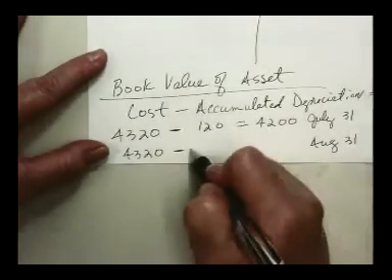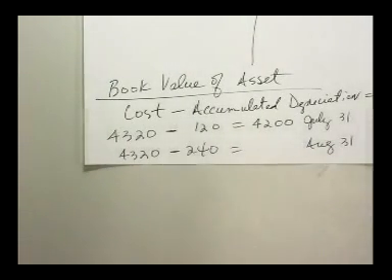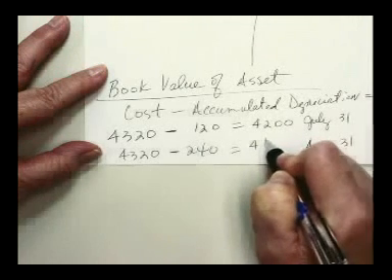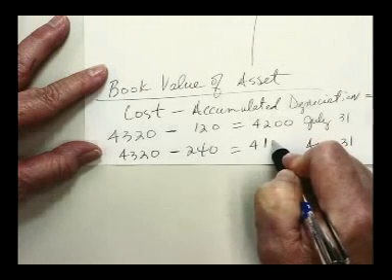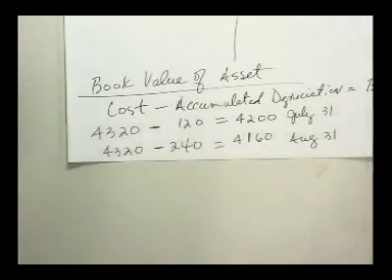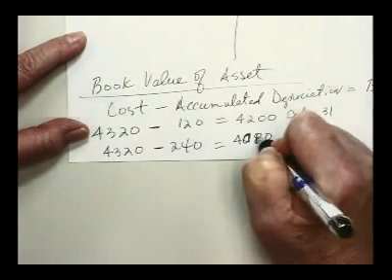So now my book value is $4,320 minus 240. But I say that accumulated depreciation is growing every month. It's getting higher and higher. So at the end of August, my book value is now how much? 4160. Is that right? I'm not sure. 4,320 minus 240, I got 4,080. 4,080. That works for me too.